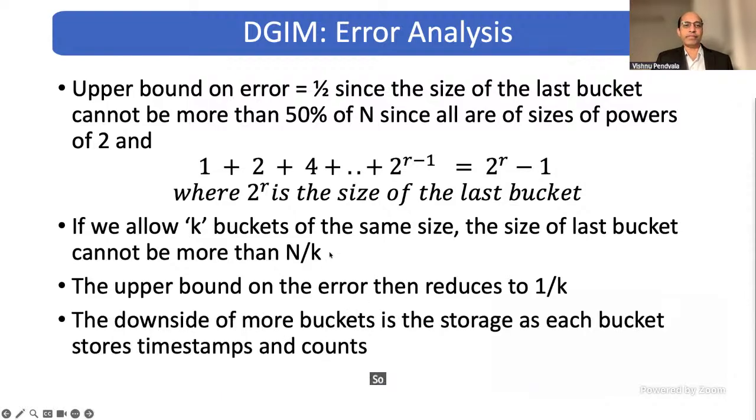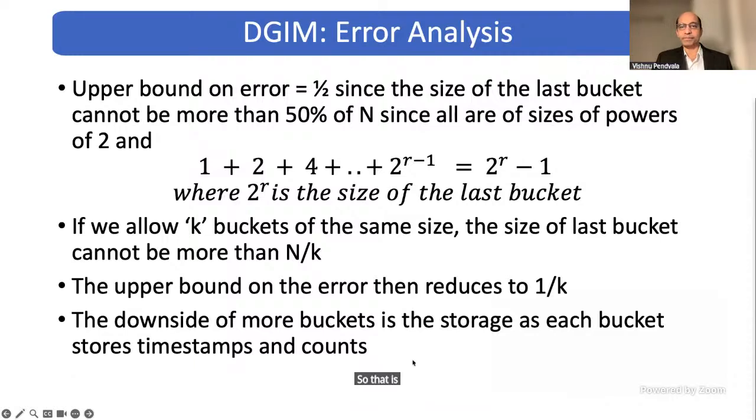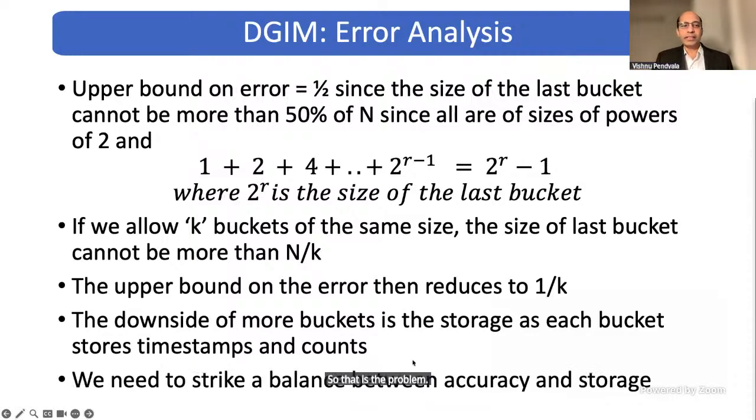So in our case, we chose k to be 2. The number of buckets of the same size allowed is 2. So the error bound is 50%. The downside of having more buckets of the same size is the storage, as each bucket stores timestamps and counts. So that is the problem. So we need to strike a balance between accuracy and storage, right?